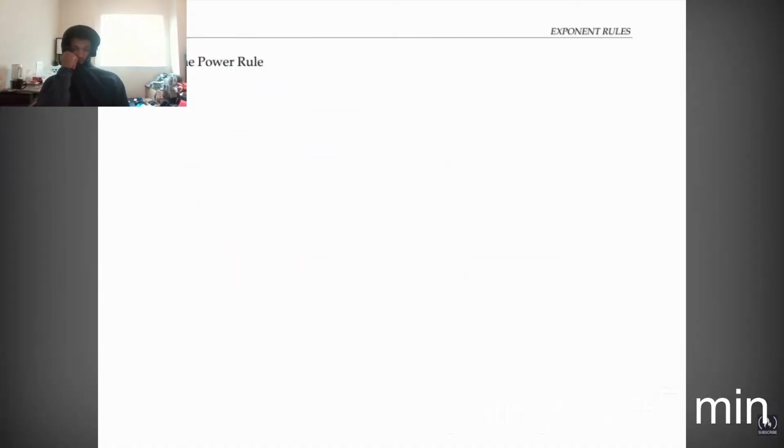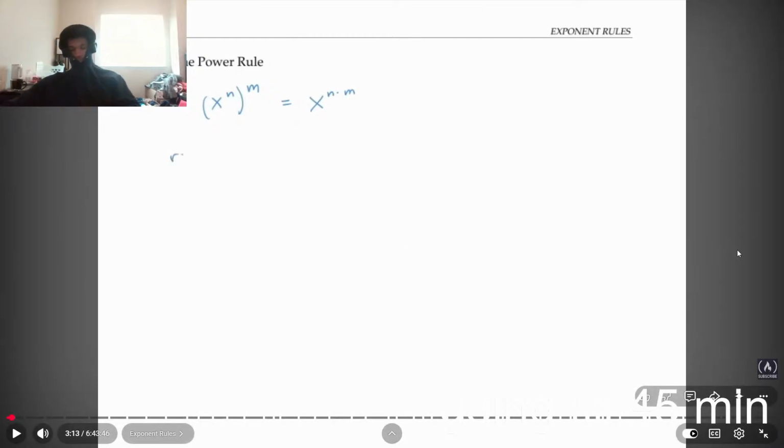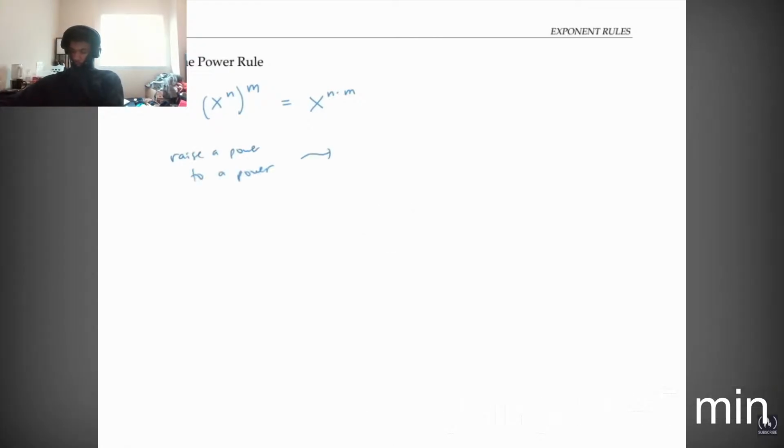The power rule tells us if I have x to the n power raised to the m power, that's the same thing as x to the n times m power. In other words, when I raise a power to a power, I get to multiply the exponents. For example, 5 to the 4th cubed is equal to 5 to the 4 times 3, or 5 to the 12th.